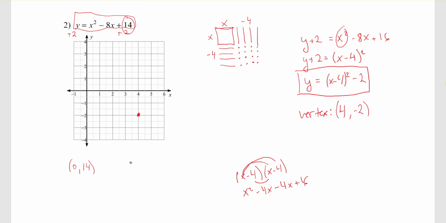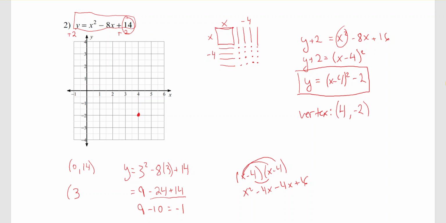Okay, if we put in 3 for x, then we get y equals 3 squared minus 8 times 3 plus 14, which would be 9 minus 24 plus 14, and the minus 24 plus 14 would be negative 10. So I have 9 minus 10, which is negative 1. So that tells us that when x is 3, y is negative 1.